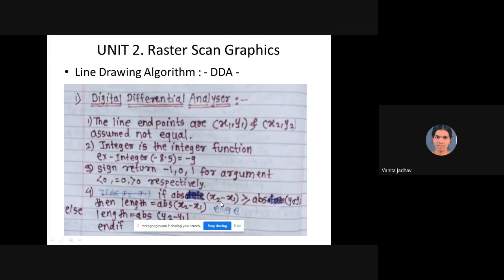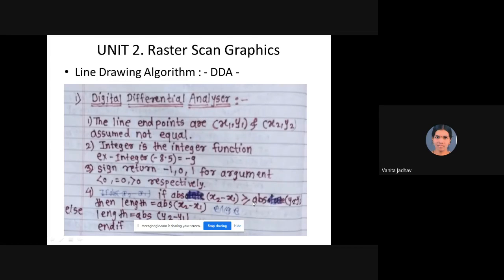So what is my x2? x2 is nothing but 5. So 5 minus 0, it will be 5, greater than or equal to, again y2 is also 5. Is it right? Yes. Are you listening to me? Yes, ma'am. So y2 is also 5, 5 minus 0 is again 5. It means both values are the same. So absolute of x2 minus x1 is also 5 and absolute of y2 minus y1 is also 5.